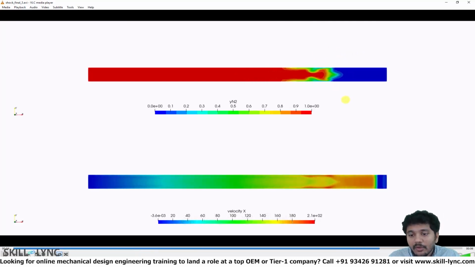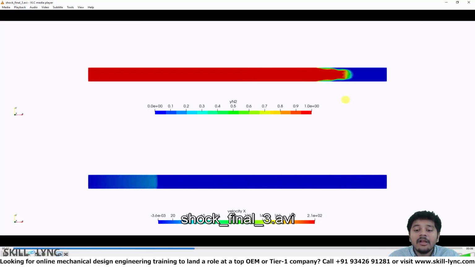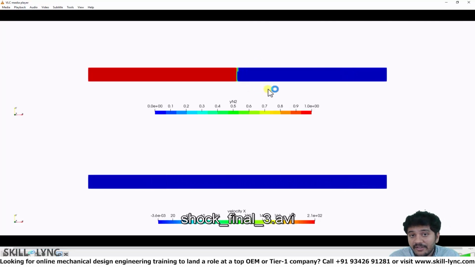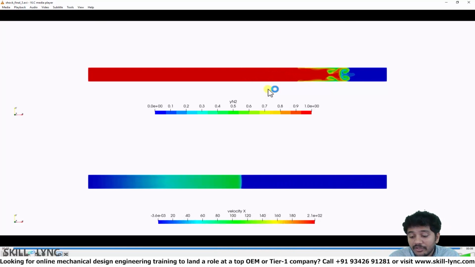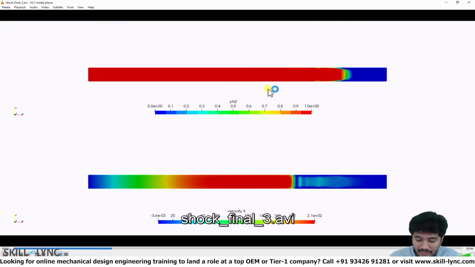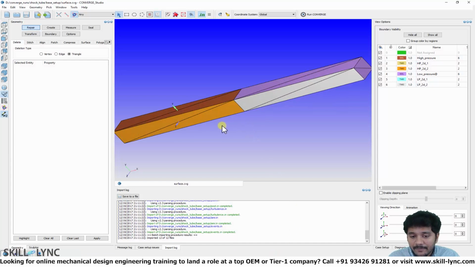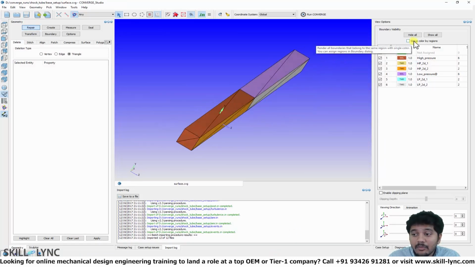Now the main reason why I'm introducing you to this problem is to give you an introduction to shock tube, and also explain another important concept called regions. Now when we set up the conjugate heat transfer problem, we learned how to set up two regions, the fluid and solid region. Now in this case we are going to be setting up two regions, and one shortcut trick that you need to learn is a checkbox called group color by regions.